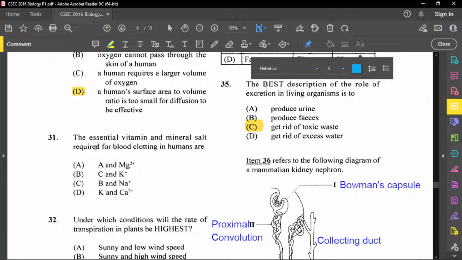Now 31. It said that the essential vitamin and mineral salt required for blood clotting in humans are, and this one is going to be vitamin K and calcium. They are needed, and as we call them, blood clotting factors. When these are triggered, we cause the platelets to form and all that. Of course, we went through this on a paper before, where we talk about prothrombin into thrombin, and then fibrinogen into fibrin and all that. Just to mention that, so please make sure you know the order of blood clotting.